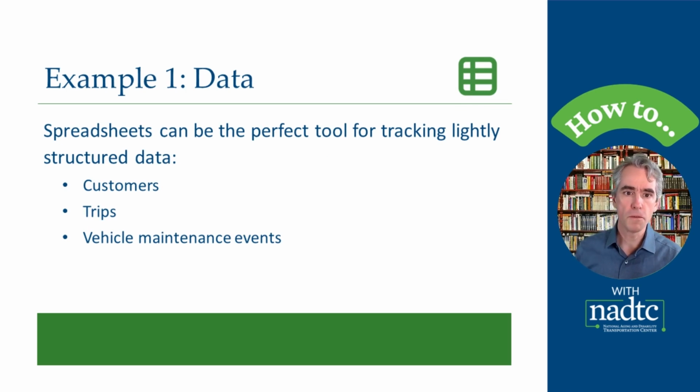Now, we're all familiar with spreadsheets. They've been very common for decades now. They were originally designed for tracking financial data, but they can also be the perfect tool for tracking lightly structured tabular data. For example, a list of customers, a list of trips that customers want to get from your agency, or a list of vehicle maintenance events that have happened in the past or need to happen in the future.